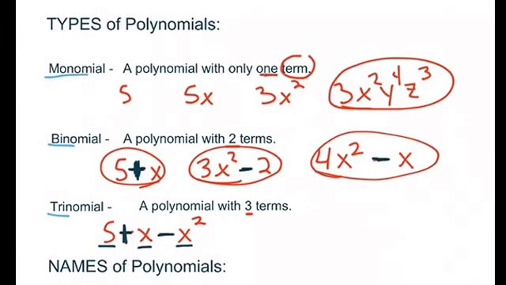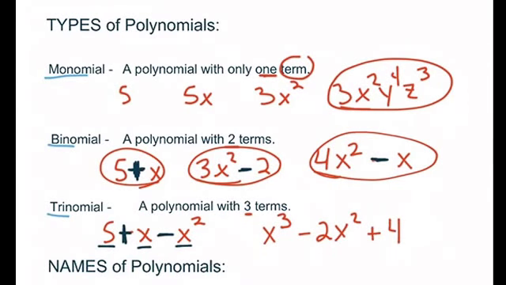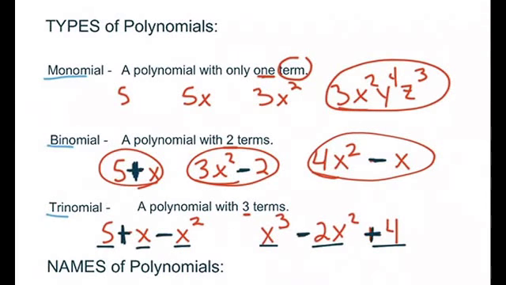Could also be x cubed minus 2x squared plus 4. Again, each one of these is a term, and they happen to be separated by a subtraction sign and a plus sign.